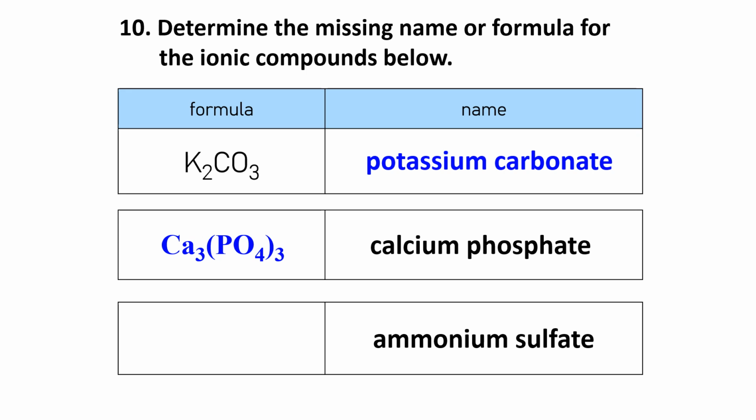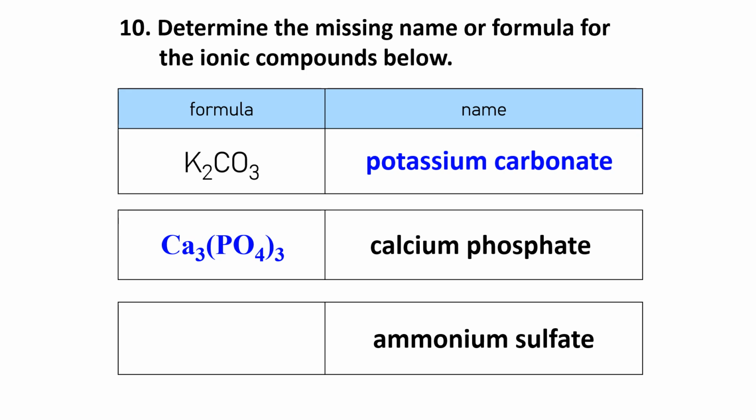The second example, we have calcium phosphate. Notice there is a parenthesis around the phosphate because you need 3 of these polyatomic ions. You've got to remember to put the parentheses around the entire polyatomic ion to represent its quantity.